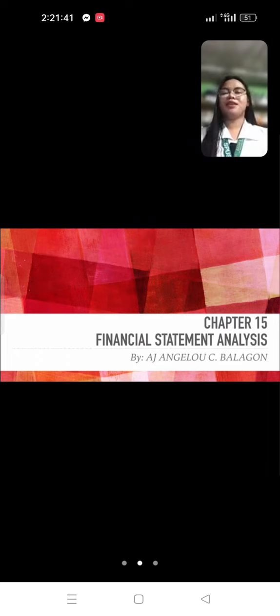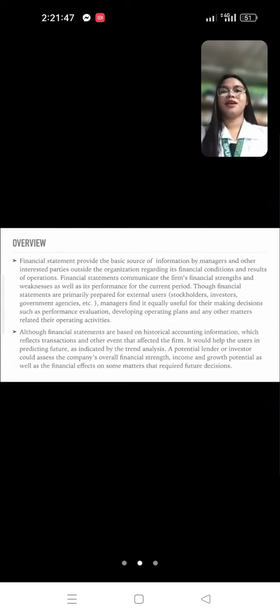So, today I will be discussing financial statement analysis. For the overview of this module, we know that the financial statements provide the basic information that is needed by the managers and the other parties outside the organization. So through financial statements, makikita natin kung ano ba yung financial condition and also the result of operation of a business organization. Also, financial statements communicate the firm's financial strength, weakness, as well as its performance for the current period.